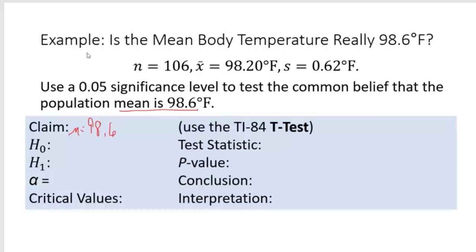And forgive me for not writing degrees Fahrenheit over and over and over. It really does apply, but I'm just trying to save some writing. Now, since this one involves an equal, that's also going to be my null, because the null always involves an equal. And somewhere you have to have the claim involved. Okay, so if this is my claim, then this one will just be the opposite of it, which means that it is not equal to 98.6.